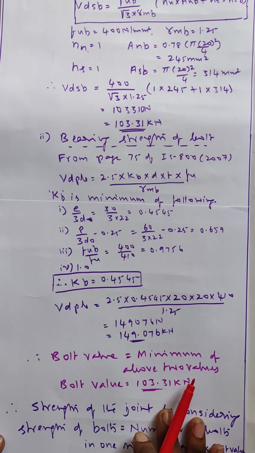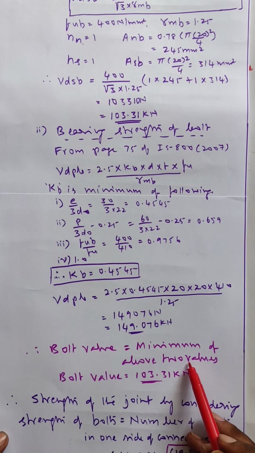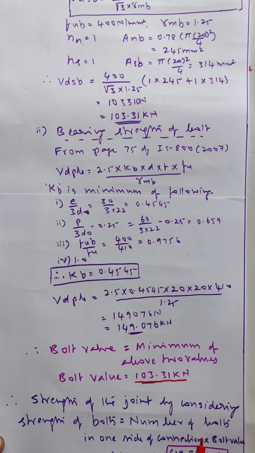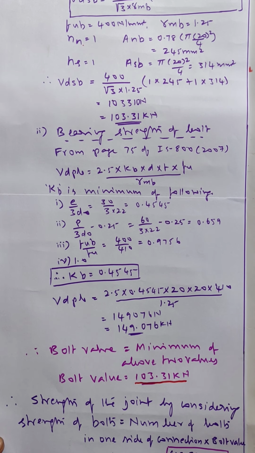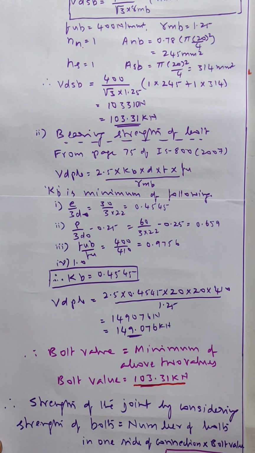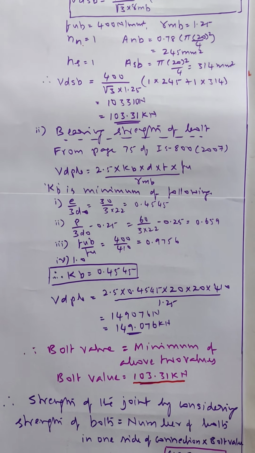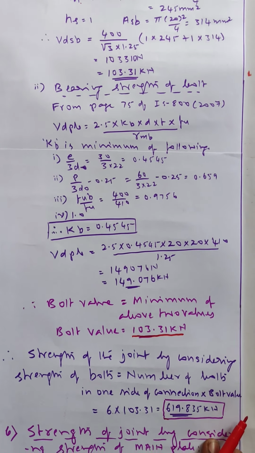Therefore, we have to calculate the bolt value. Bolt value is the minimum of shear strength of the bolt and bearing strength of the bolt. We got 103.31 kilonewton. Therefore, strength of the joint by considering strength of the bolt equals number of bolts on one side of the butt joint into bolt value. There are 6 bolts. Therefore, 6 into 103.31, the total strength of the bolts is 619.835 kilonewton.